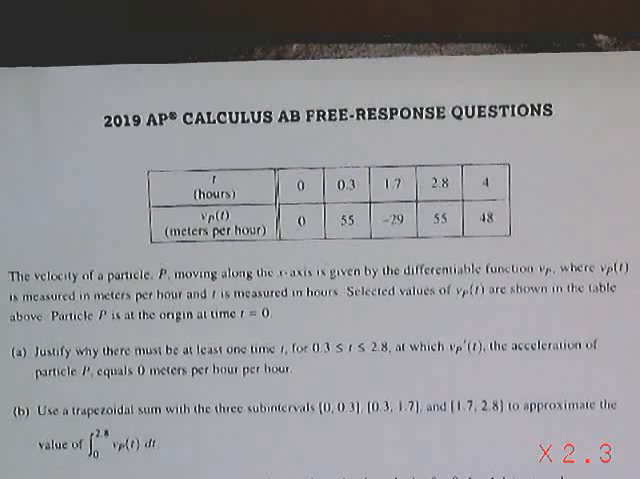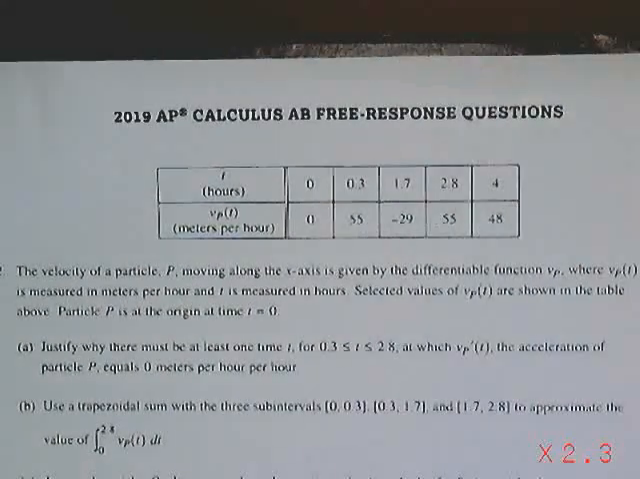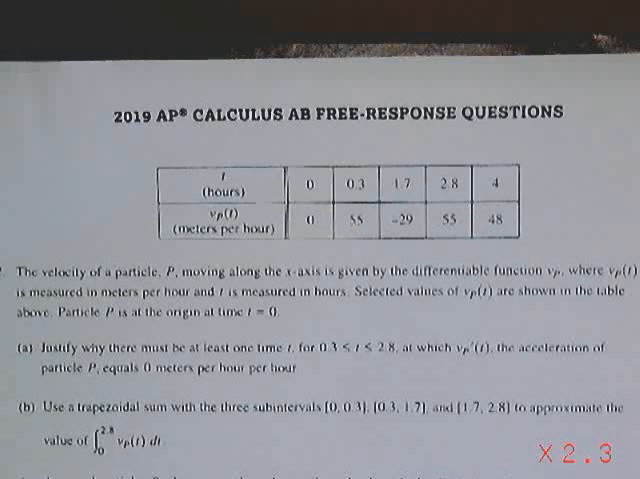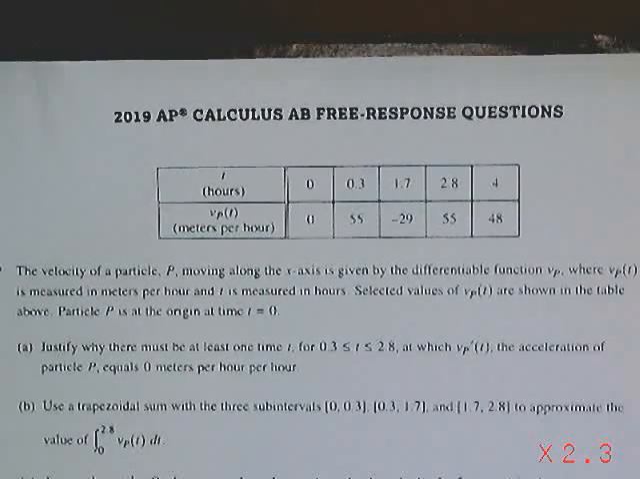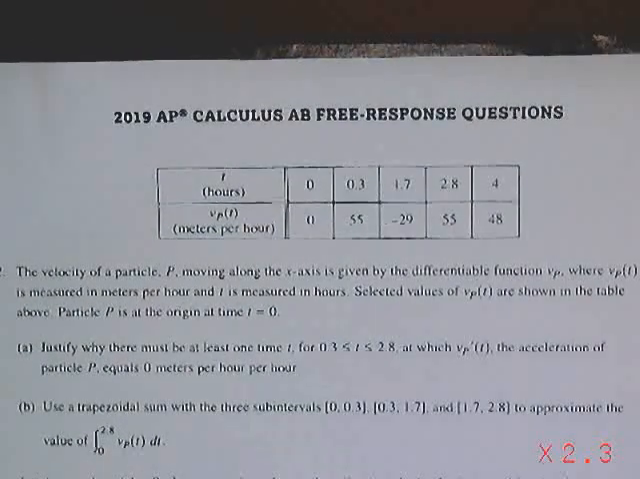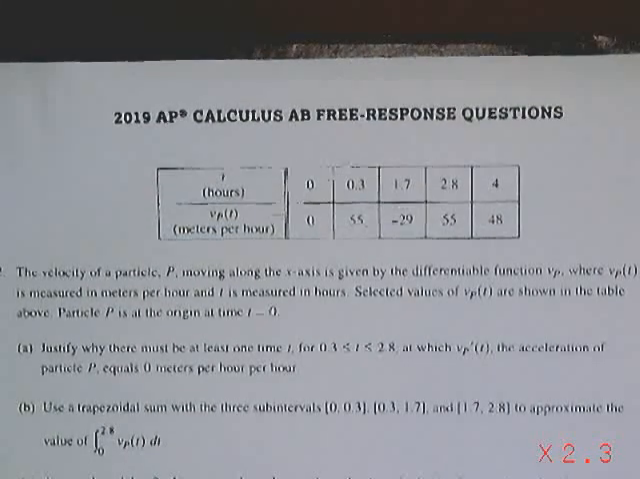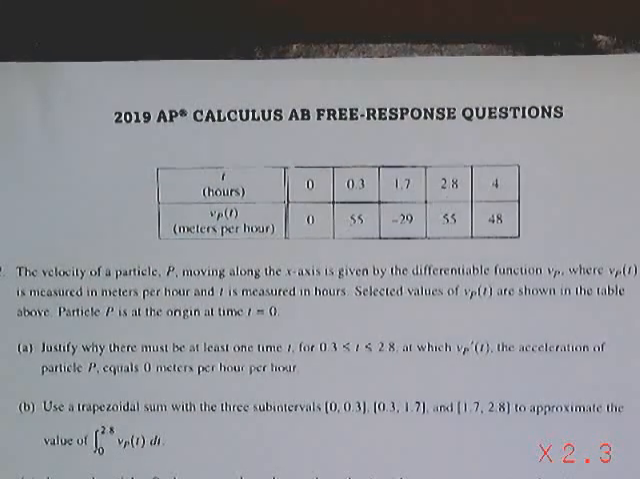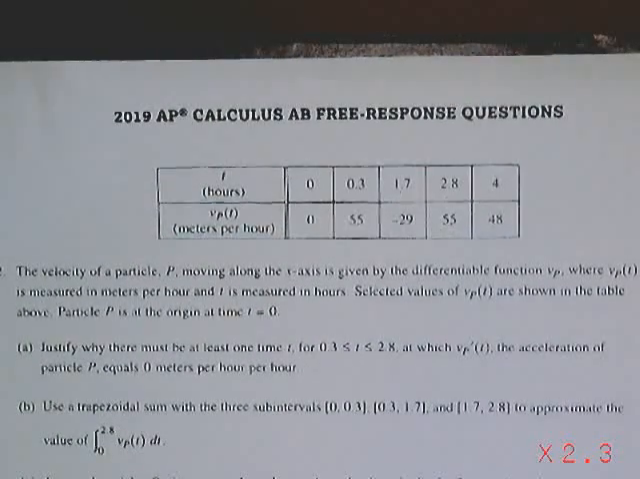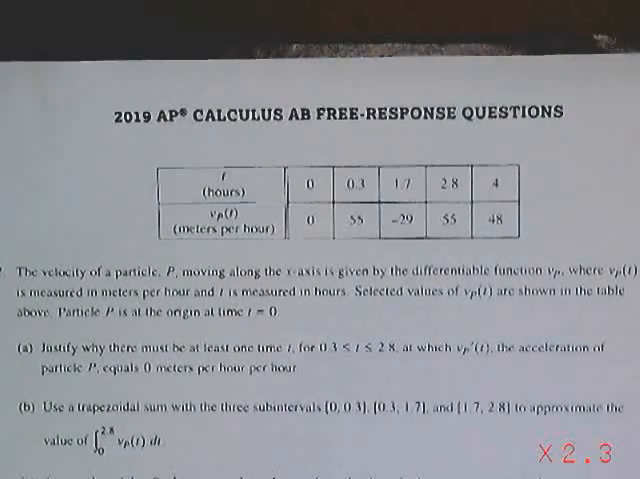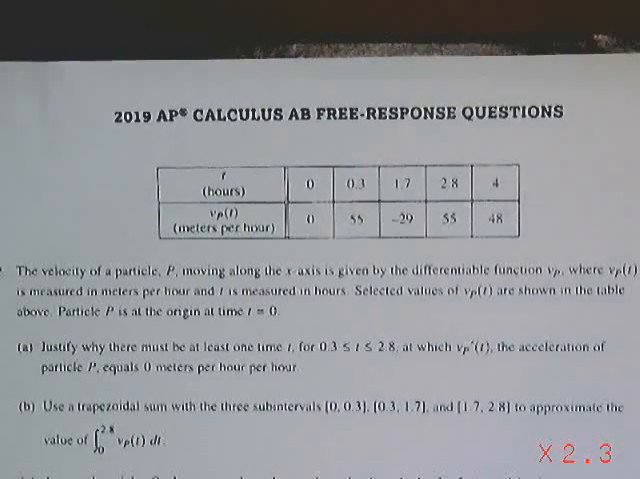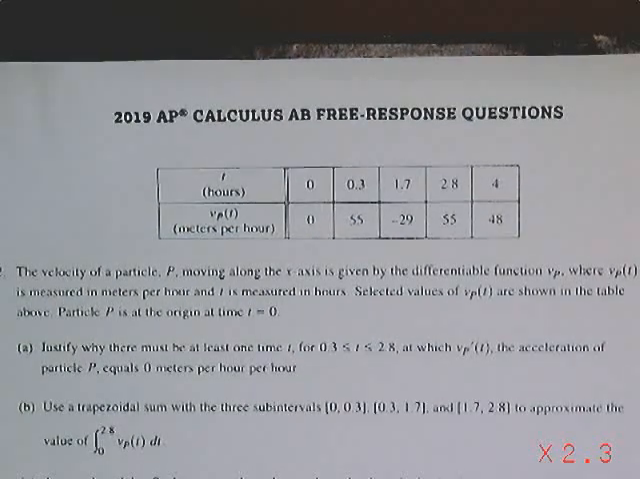What the problem is telling us is that the velocity of a particle p moving along the x-axis is given by the differentiable function v sub p, where v sub p of t is measured in meters per hour and t is measured in hours. Selected values of v sub p of t are shown in the table above. Particle p is at the origin, position 0, at time equals 0. Okay, so initial position is 0.